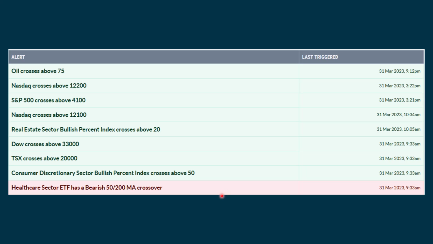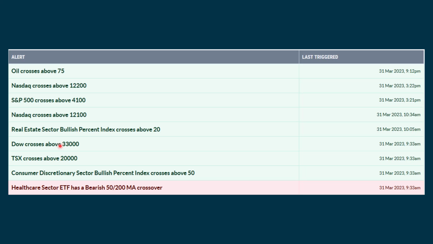Other times we don't get any signals at all, and we read this from the bottom up. When we opened on Friday, the healthcare sector ETF had a bearish crossover. The 50 dropped below the 200-period moving average, where discretionary had a bullish percent index above 50. TSX, that's Canada, they had a good day on Friday.